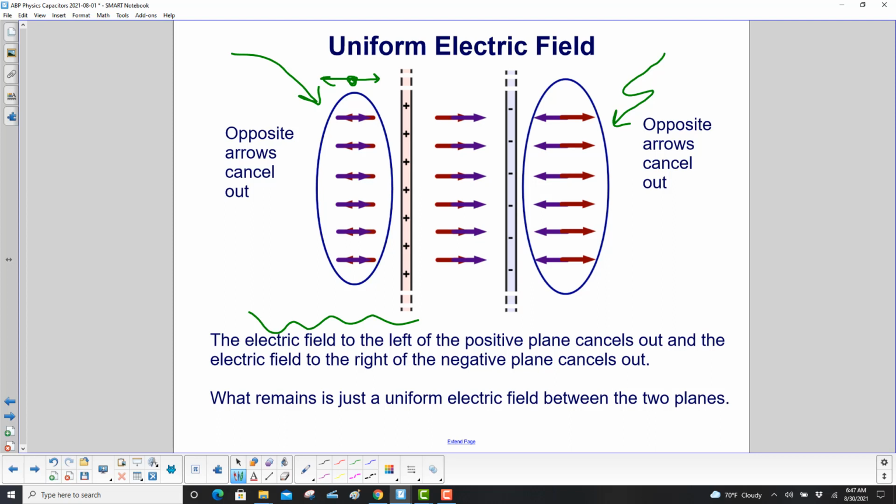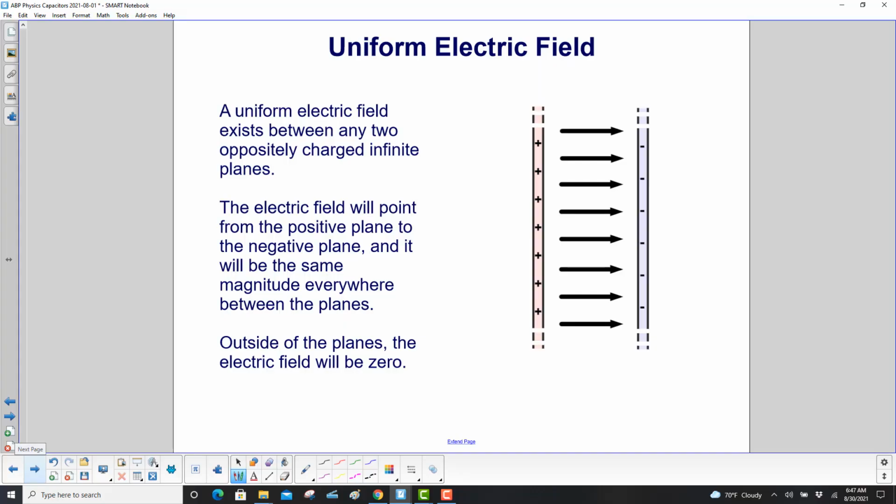All that remains is a uniform electric field between the two planes, and the contributions come from both the positive and the negative plane. So it sort of doubles there, doesn't it? So here's the result. A uniform electric field exists between any two oppositely charged infinite planes. There's the uniform electric field. The value here, magnitude-wise, is the same as the value here, the same as the value here, and it's always pointing left to right. So the electric field points from the positive to the negative plane, and it's the same magnitude everywhere within the planes. Outside the planes, the electric field is 0.